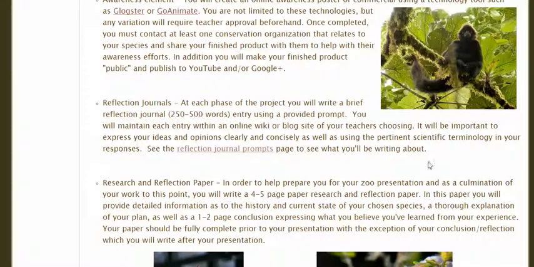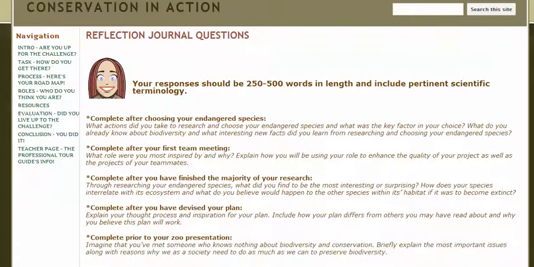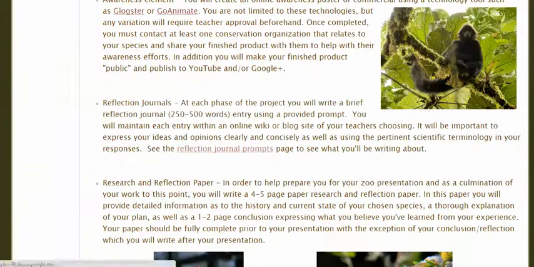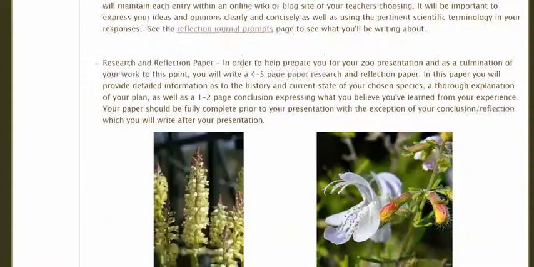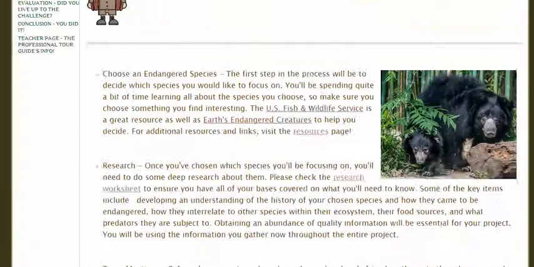They'll also be doing reflection journals, from these prompts. Each response needs to be 250 to 500 words in length and include pertinent scientific terminology. And lastly, the zoo presentation needs to be 5 to 10 minutes in length, and include all of the necessary information about their species, about their plan, and why they believe this plan will work.